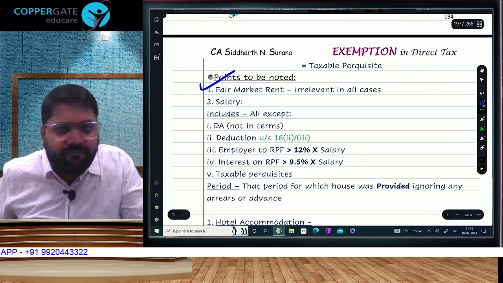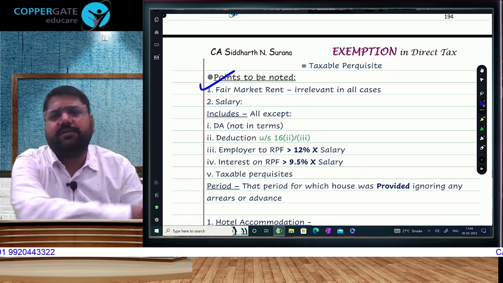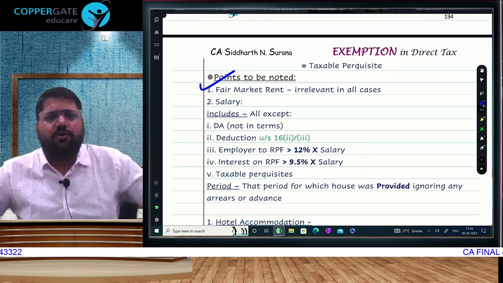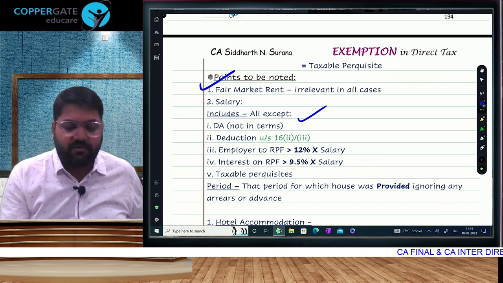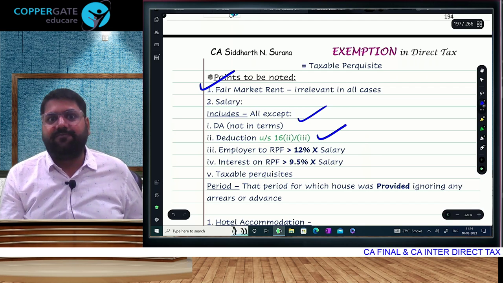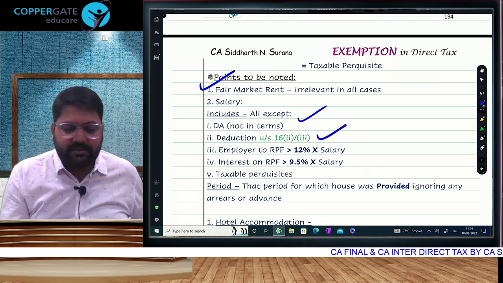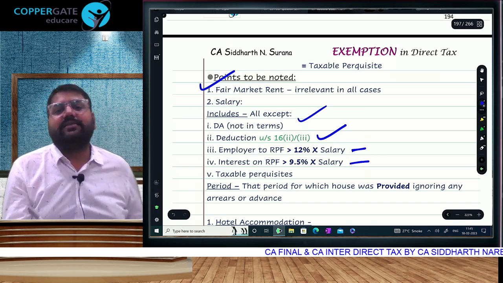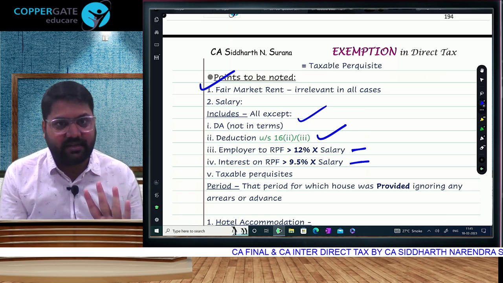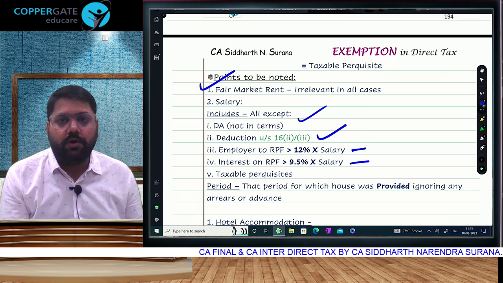Salary will include everything, your bonus, overtime, commission, everything. Only the following will not be included. What? DA not in terms, so DA only in terms will be included. If there is any deduction, we will subtract that from the salary and take that deduction. The employer's contribution to RPF in excess of 12% and interest in excess of 9.5, which comes in the taxable salary, but for this perquisite we will not take it.